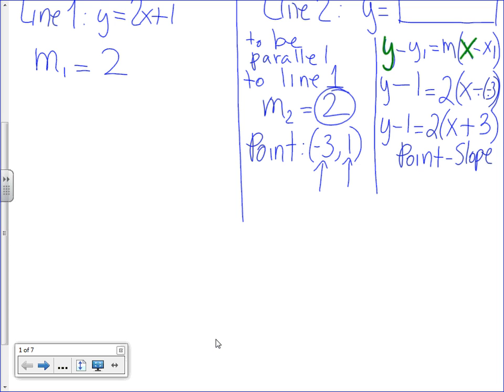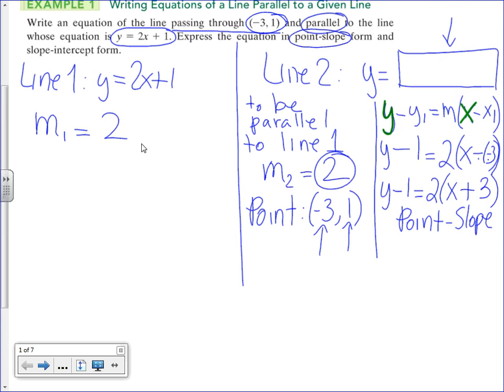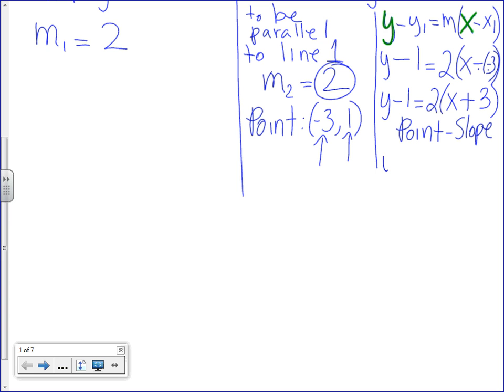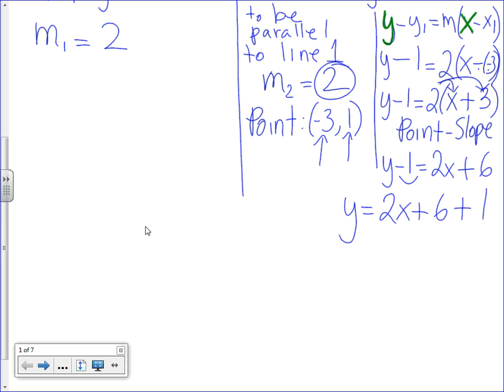All right, and so what we are going to do, if you guys notice, the question is also asking us to give the answer in slope-intercept form, right? So we're going to do both. And so that will be y minus 1. I'm going to distribute the 2, so 2 times x, and then 2 times 3. Now we just need to solve for y. So we need to take care of that negative 1. So this negative 1, if we move it to the other side, will turn into a positive 1. And we end up with 2x plus 7.